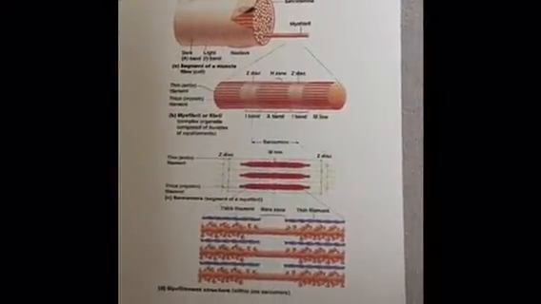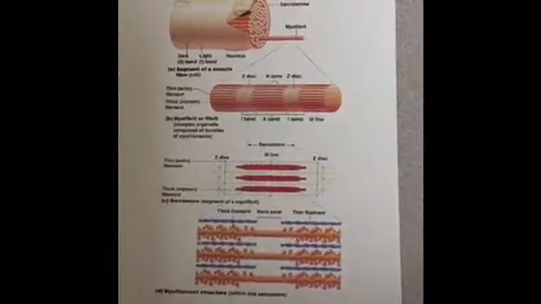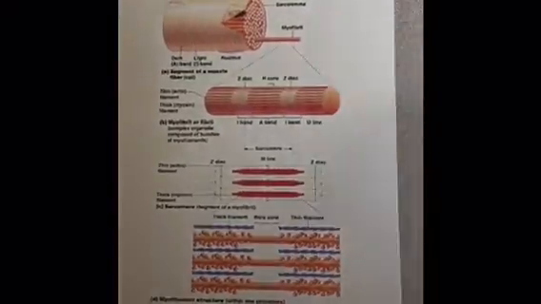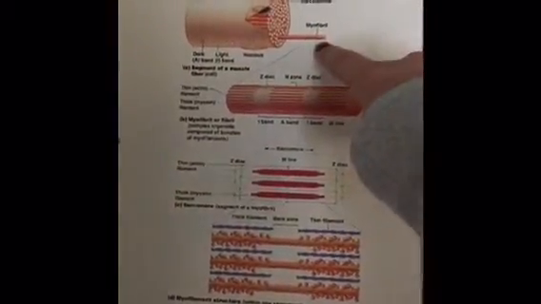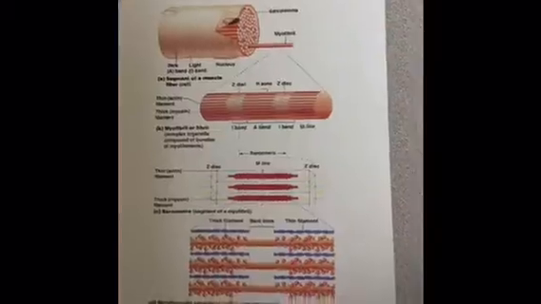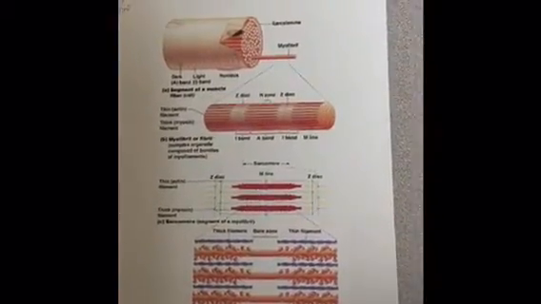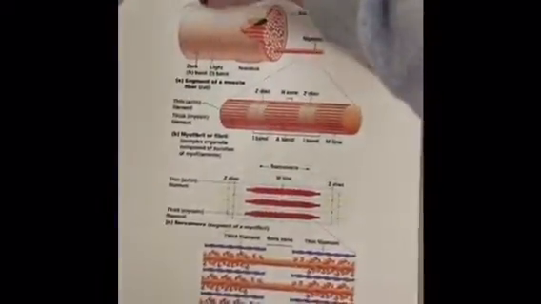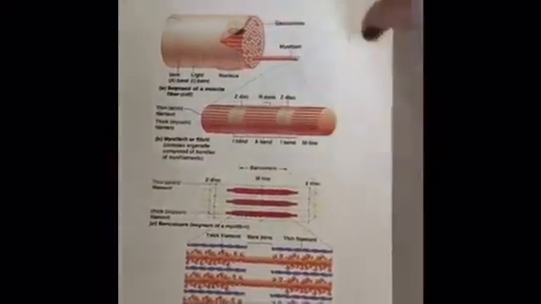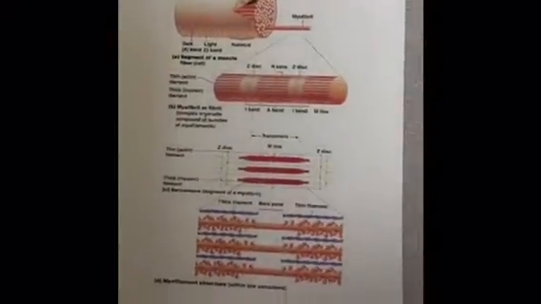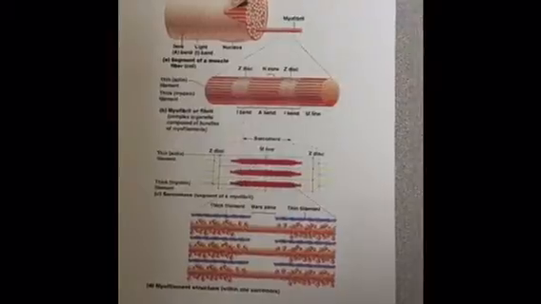Sarcoplasmic reticulum is smooth endoplasmic reticulum that surrounds every myofibril, and it stores the calcium needed for contraction. Also, the sarcolemma surrounds the muscle cell membrane. It encloses many myofibrils, many nuclei, sarcoplasmic reticulum, and mitochondria.